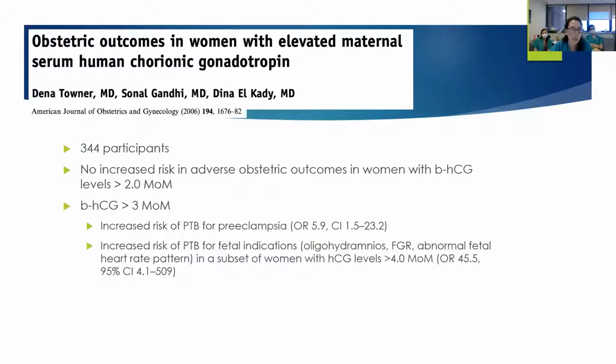But when the HCG was more than 3 MOMs, they did note an increased risk of preterm birth in the setting of preeclampsia, or if it was more than 4 MOMs, they noted an increased risk of preterm birth for fetal indications like oligohydramnios or FGR or non-reassuring fetal heart tracing.